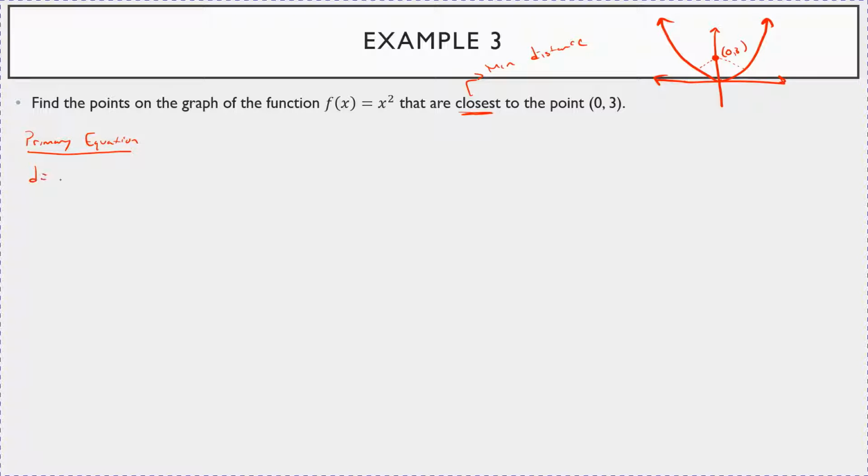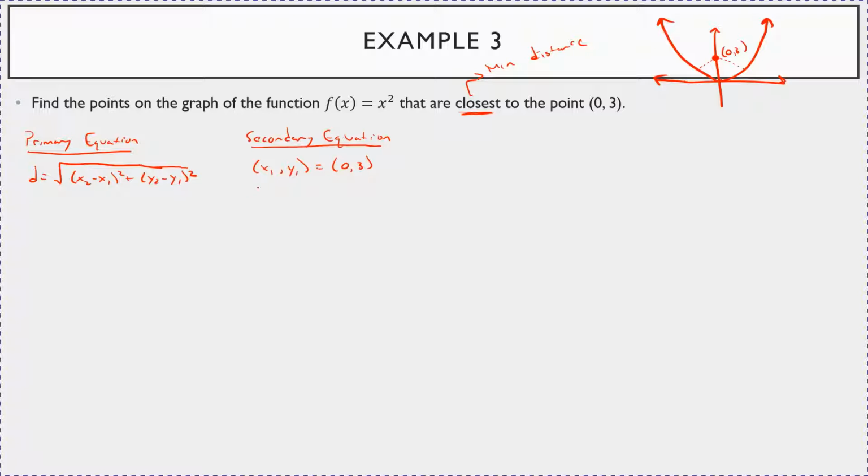The distance formula is equal to the square root of x2 minus x1 squared plus y2 minus y1 squared. That's the distance formula. Well, what exactly is our secondary equation here to plug in? There's actually two things to plug in. We know the point, so the x1, y1 is equal to the point 0, 3. That's one of the points.